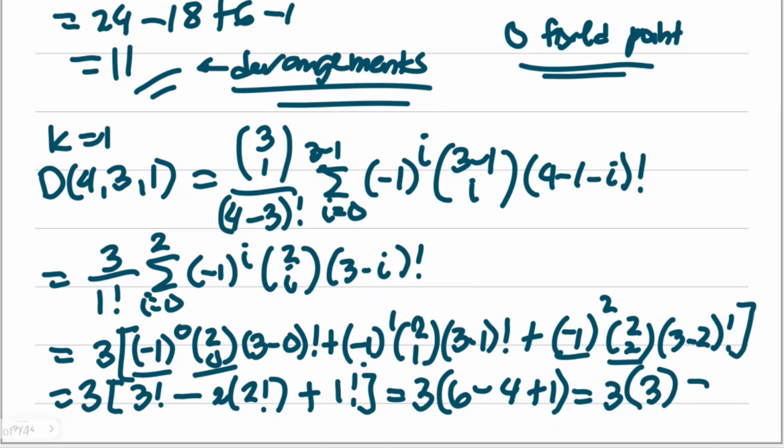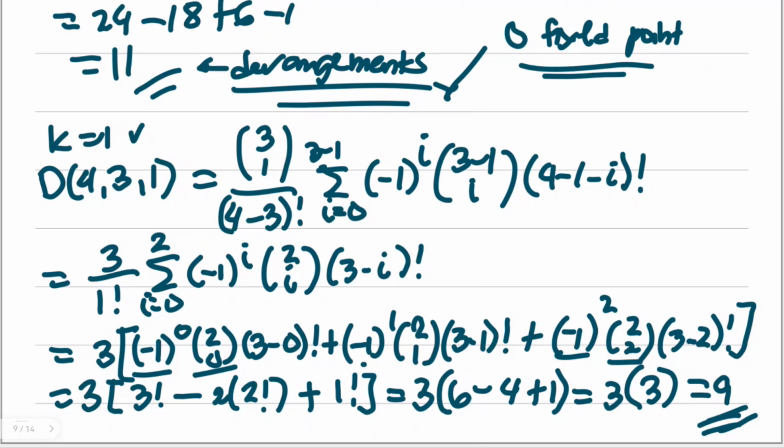3. You'll have 9. 9 permutations. These are not derangements because we have a fixed point. But to answer, 9 permutations with 1 fixed point. Okay? So they are different. These are derangements, but these are permutations with 1 fixed point.